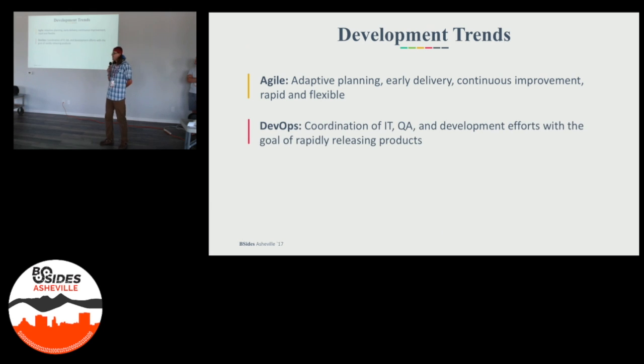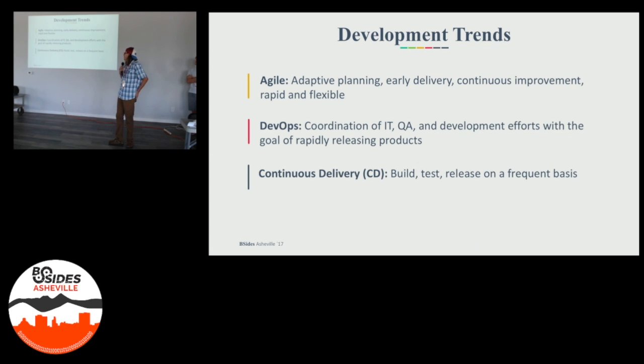Then we move to the DevOps combination, because that's come about, and we're really looking at the coordination of IT, QA, and development efforts with the goal of rapidly releasing products, right? Instead of releasing every quarter, it comes to like every day or every few hours, depending on how mature the team is. And then continuous delivery here, looking at how you can build, test, and release on a frequent basis, right? And so we're seeing this trend happening in the industry at large, we're seeing it happening at Cisco, and so what is the common denominator here? Anybody? Faster, right? Speed, agility, right?